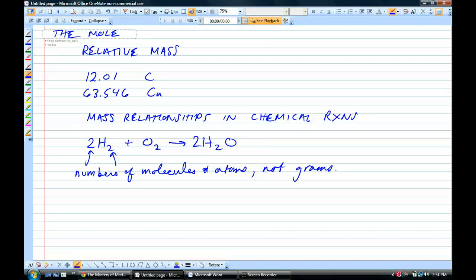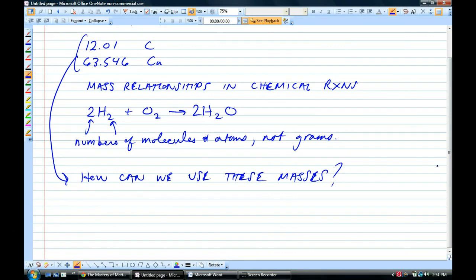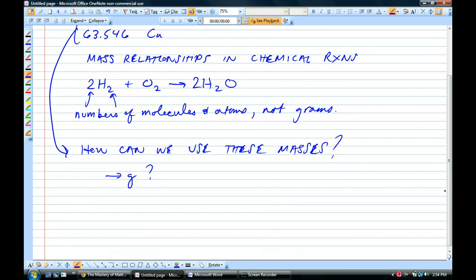Now, of course, what we're going to do is we're going to use the system of relative masses to do those sorts of calculations. But how can we do that? How can we use these masses? They don't really have any units. The so-called atomic mass unit, AMU, is not really a unit. It's just a name to throw on these relative masses. Okay? So how can we use these? Can we somehow turn them into grams? Can we convert atomic mass units into grams?